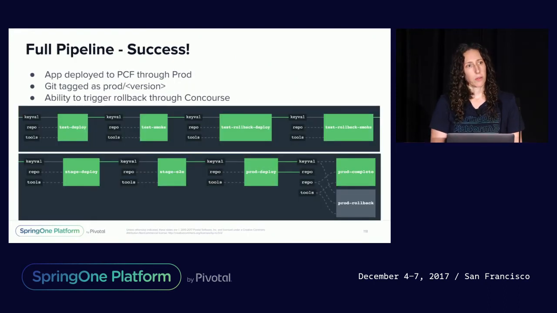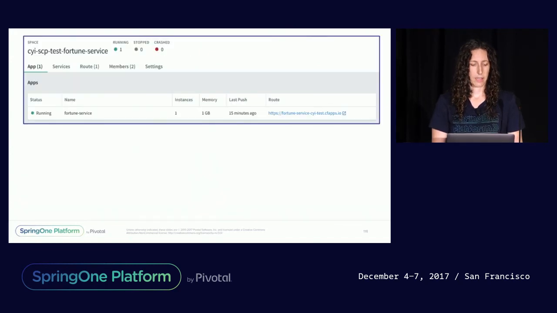Once you've done that, you can run through all of the test jobs in the pipeline. So by the end of the prod deploy job, the Git repo will be tagged with a production version, and you have the prod rollback job there in case you need to trigger a rollback. So you're in pretty good shape. This is what it looks like when it's deployed on test. You can see that the application name has been appended to a prefix that we provided.